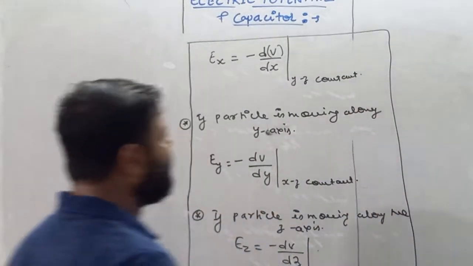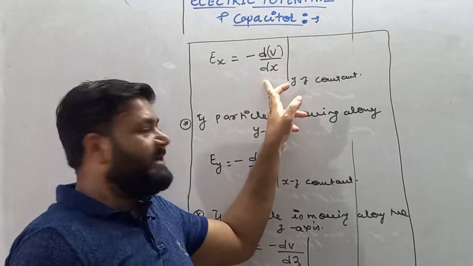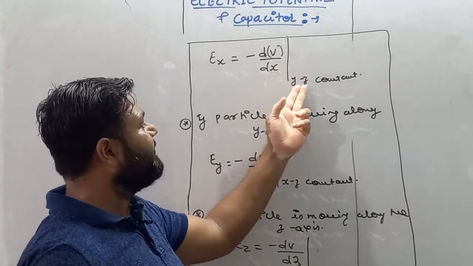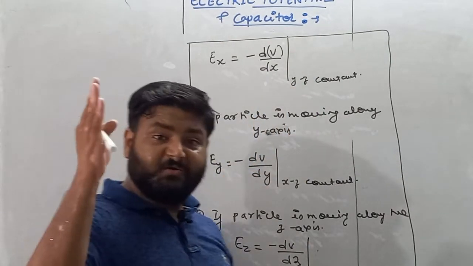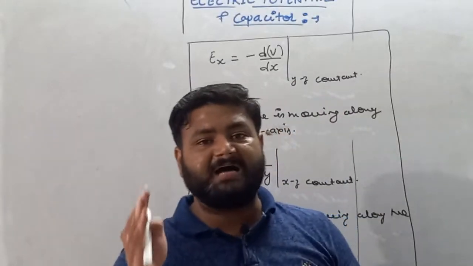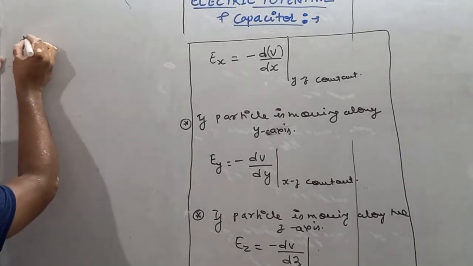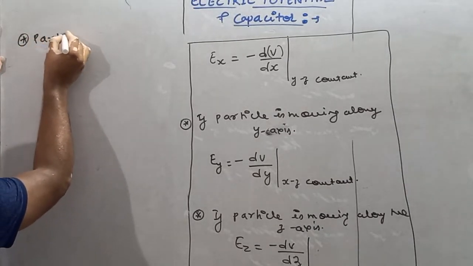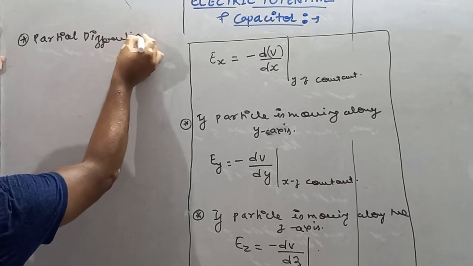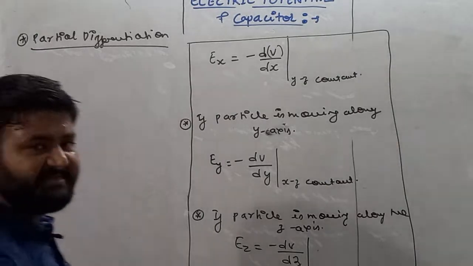Now moving forward, this is a new kind of differentiation in which we are differentiating the potential with respect to x, keeping y and z constant. This kind of differentiation is called partial differentiation.